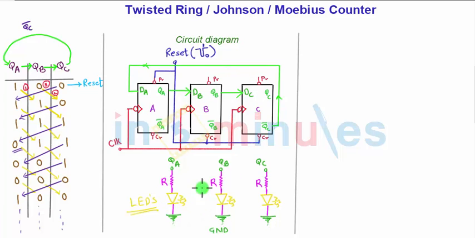And at the bottom, these are the 3 resistors R, which are the current limiting resistors for the LEDs, QC, QB and QA. So the LEDs will indicate the position.